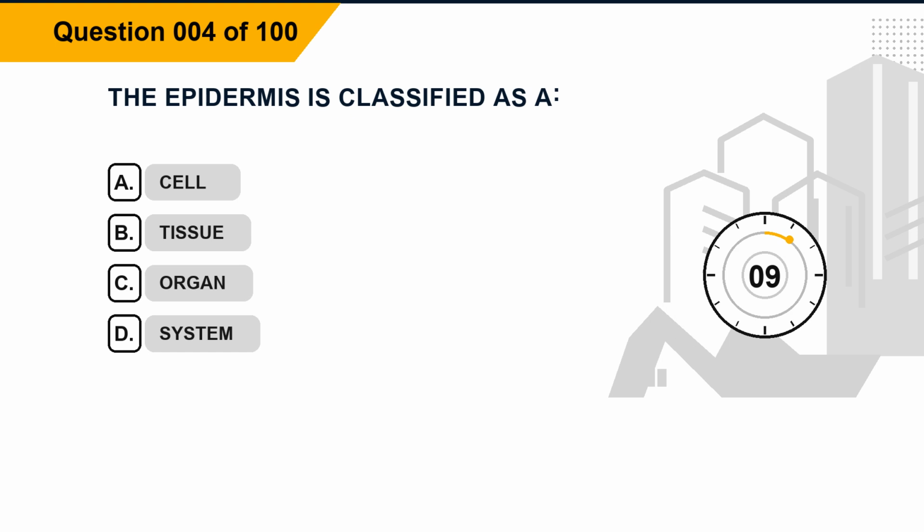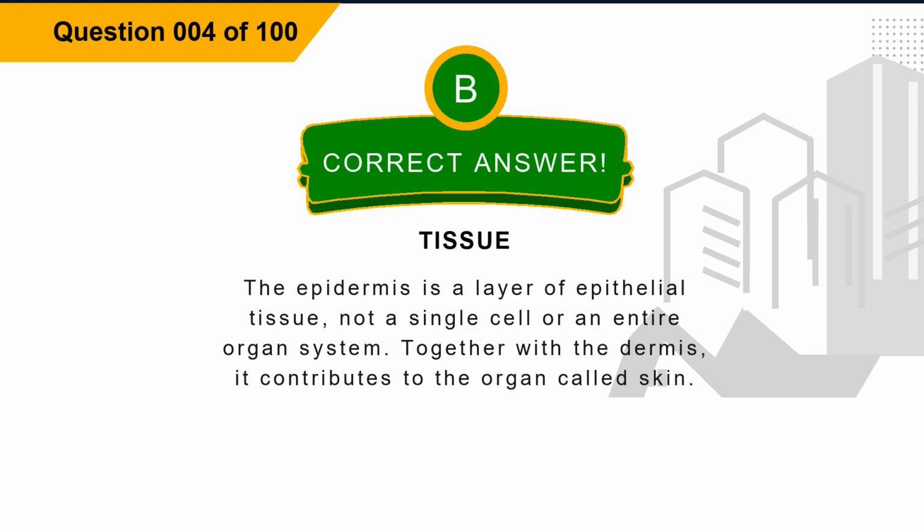Question 4. The epidermis is classified as a blank. Option A, cell. Option B, tissue. Option C, organ. Option D, system. The correct answer is option B, tissue. Explanation. The epidermis is a layer of epithelial tissue, not a single cell or an entire organ system. Together with the dermis, it contributes to the organ called skin.